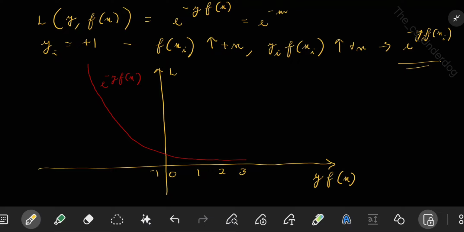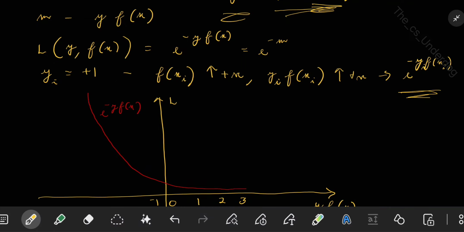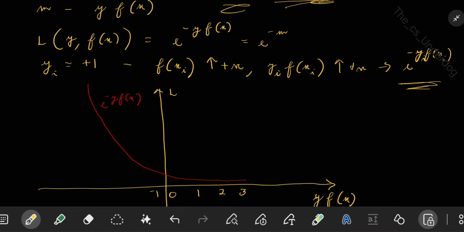This is the graph. Looking at the graph, try to find out what this particular value will be in this scenario. That is why I drew the graph, so that you can see it and understand. Y is positive, f of xi is large and positive, which means my yi into f of xi is a very large value, right? If my yi into f of xi is a large value, you are somewhere over here on the x-axis, at a very large value.